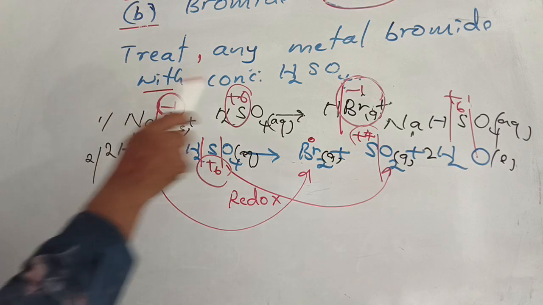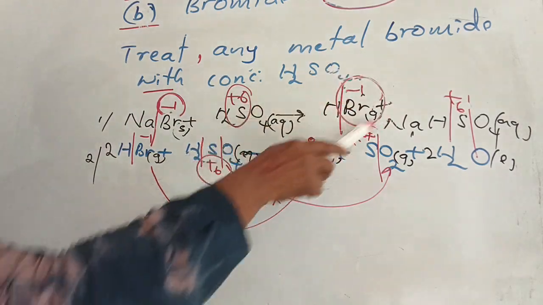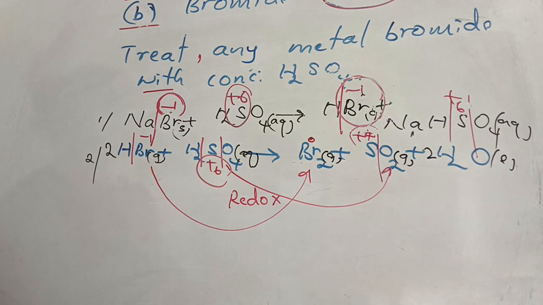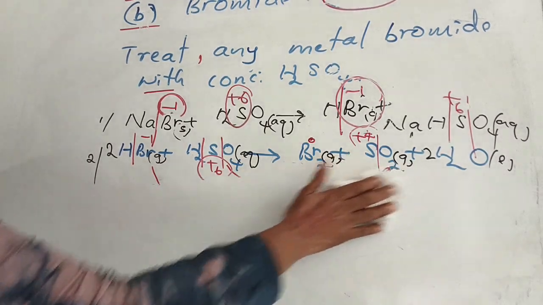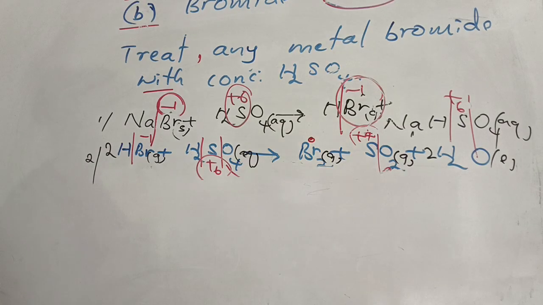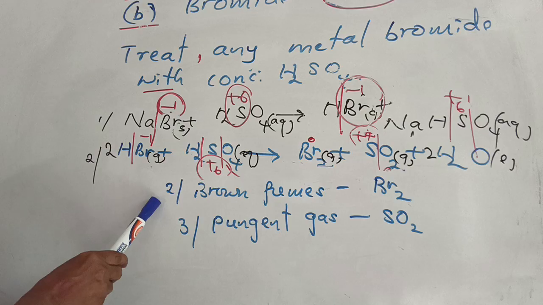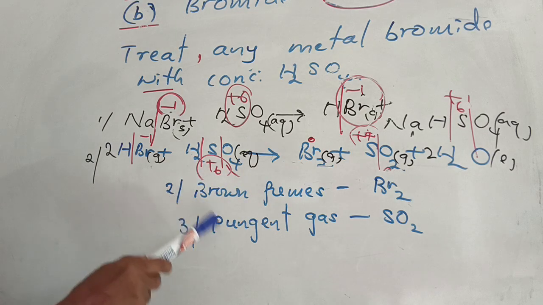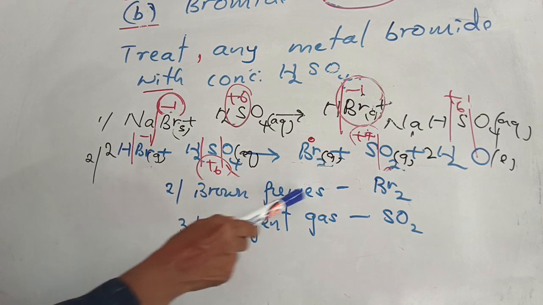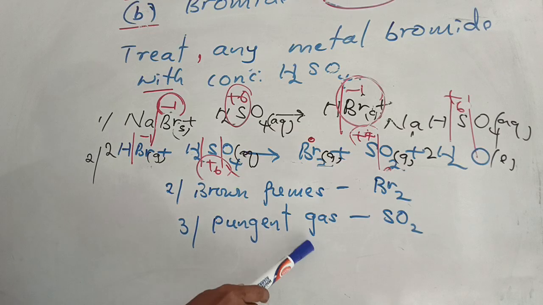As soon as the HBr is produced, it further reacts with sulfuric acid. This gives more possible observations compared to the ones we saw with chloride. There are three basic observations. Apart from our first observation of steamy white fumes, there are two more: brown fumes due to bromine, and a choking smelling gas due to sulfur dioxide.